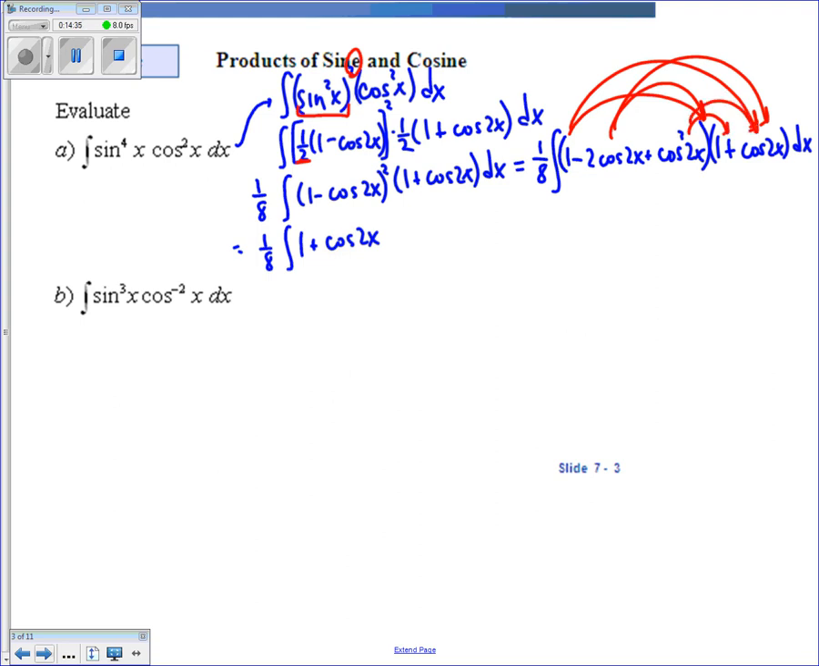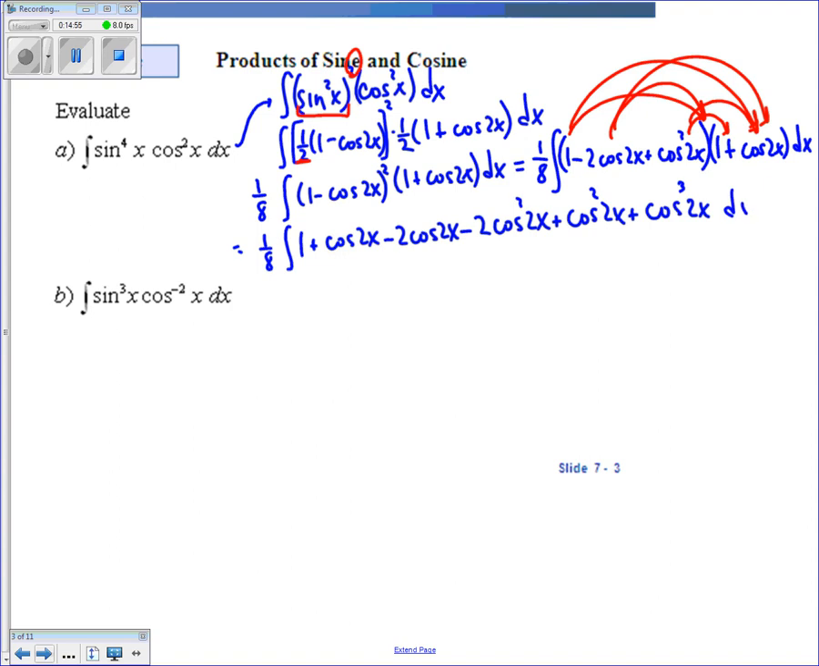So I have minus 2 cosine 2x times 1, and then I have minus 2 cosine squared of 2x, and then I have plus a cosine squared of 2x, and then I'm going to end up with the cosine cubed of 2x.